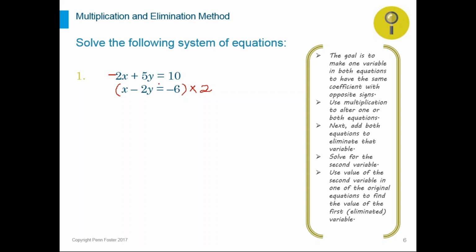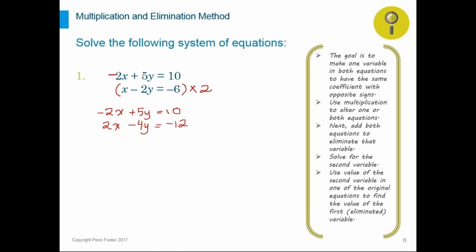When we do that, we will realize that the first equation will stay as is: negative 2x plus 5y equals 10. It's the same. Now the second one is the one I'm trying to alter. 2 times x is 2x. Minus 2 times 2 is a negative 4y, and 2 times negative 6 will give you a negative 12.